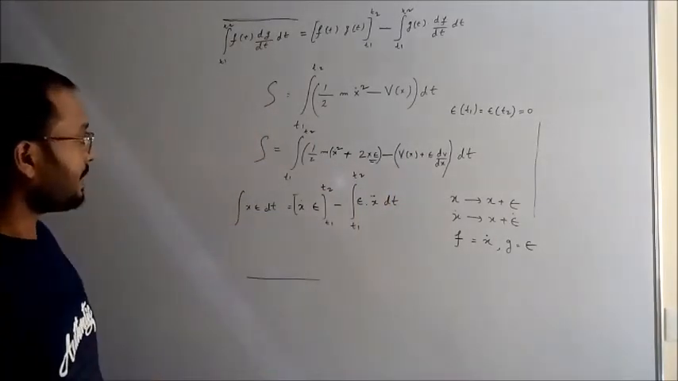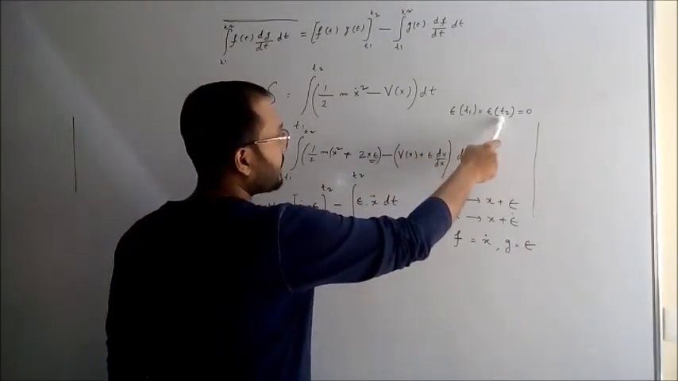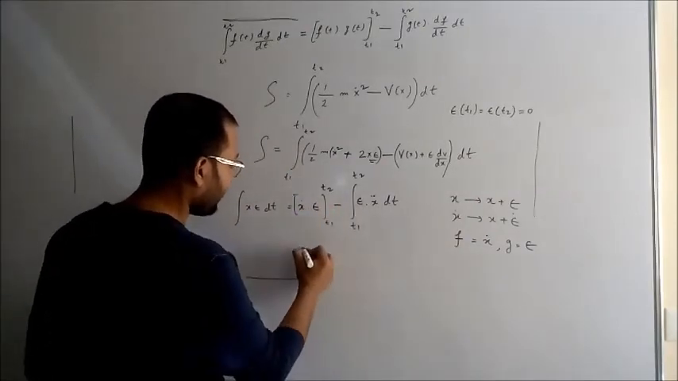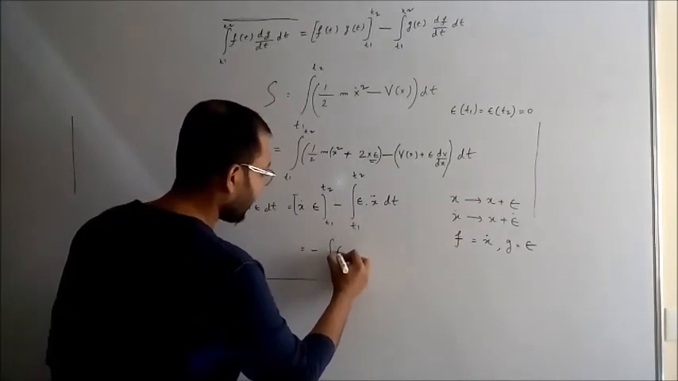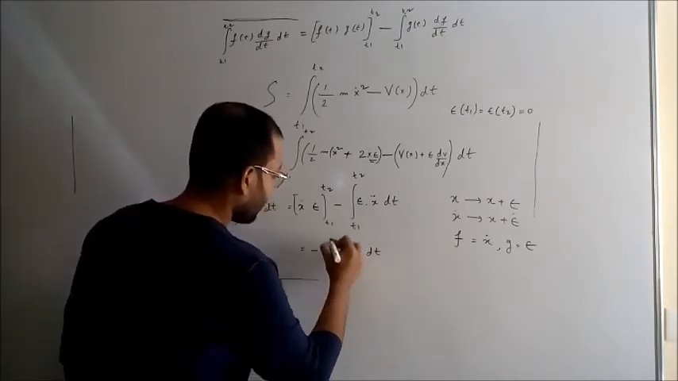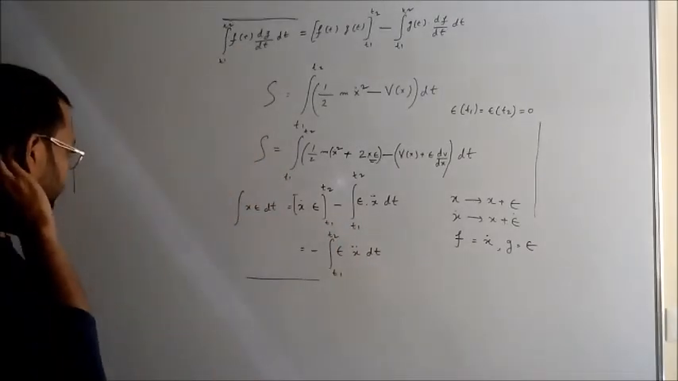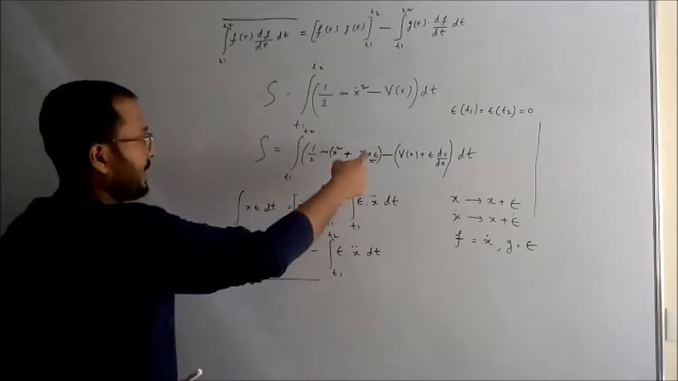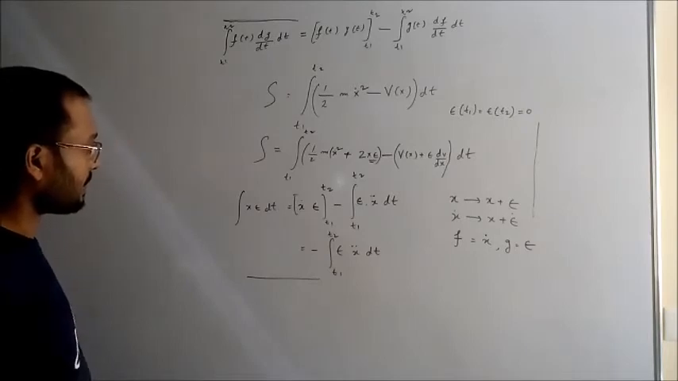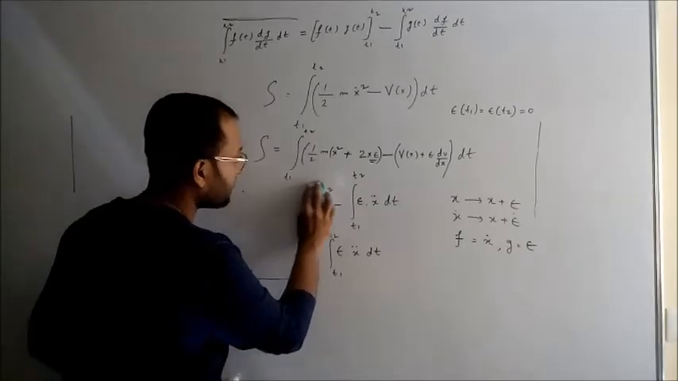Now I know that epsilon evaluated at t1 equals epsilon evaluated at t2, and they're both equal to 0. So this term goes to 0. What I'm left with is minus integration epsilon times x double dot dt evaluated between t1 and t2. The integral goes from t1 to t2. So in place of this, I can substitute this. I'll need this formula, so let me erase whatever comes in between.